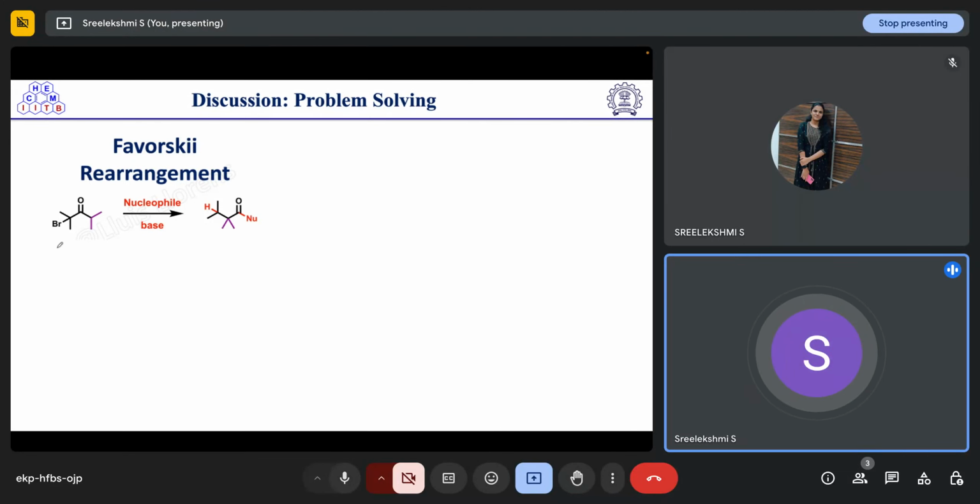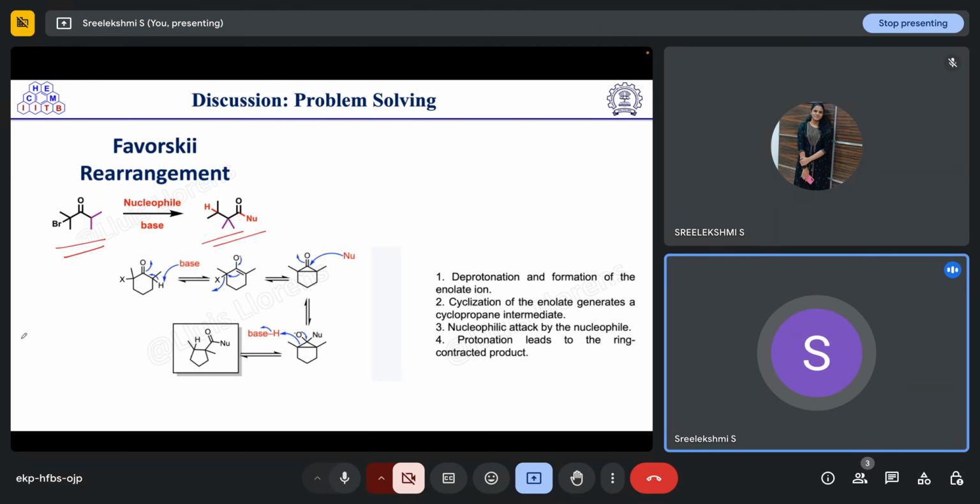So this alpha bromo compound, upon treatment with a nucleophile and a base, gives this rearranged product. So here is the mechanism. Firstly, the base will be taking the proton. In this case, it will be taking this proton to form this enolate. And once this enolate is formed, this O minus will come over here, and this double bond will attack over this center, and this X minus will be leaving to form the cyclopropanone kind of intermediate. And to that carbon, the nucleophile is attacking, then O minus is forming.